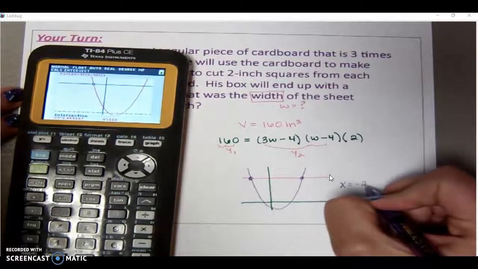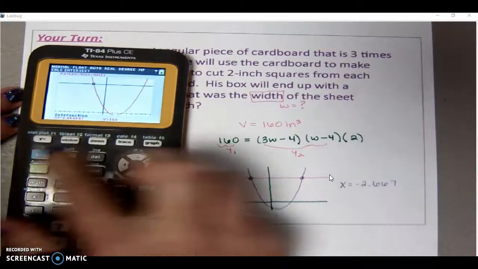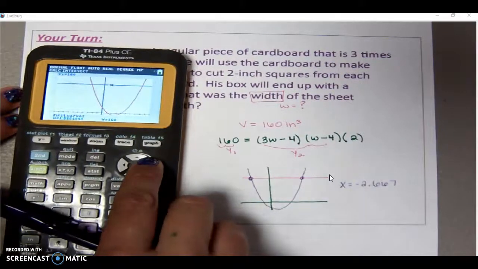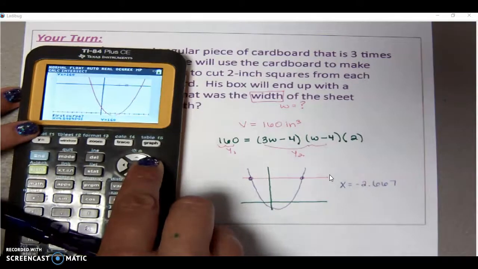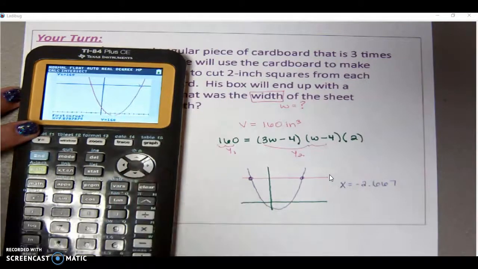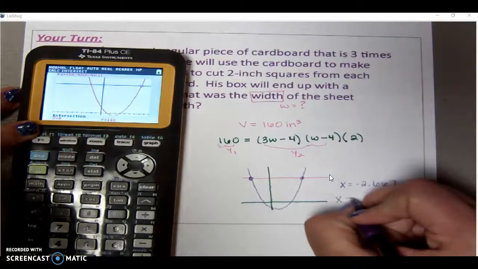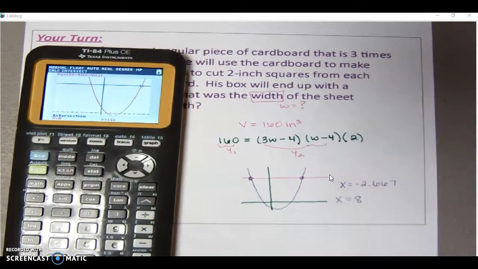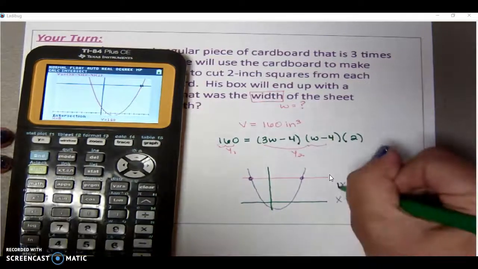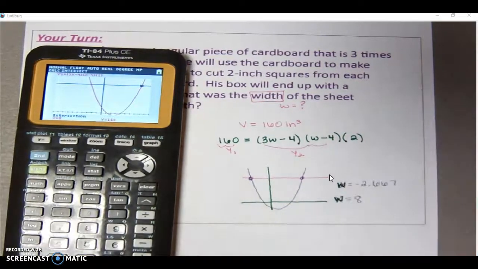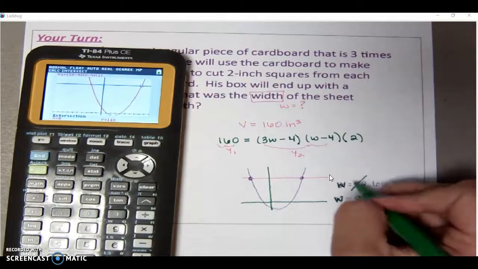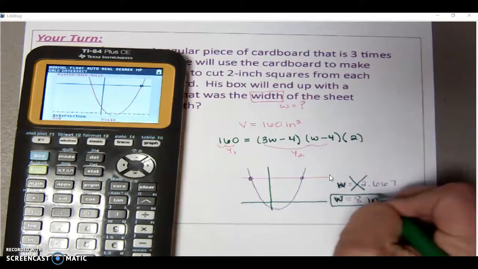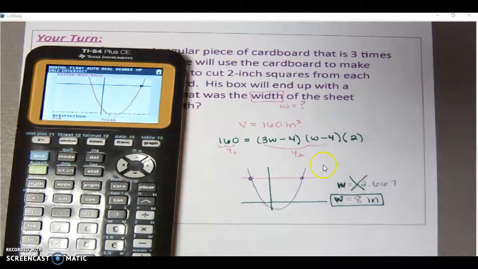So you're going to get negative 2.667, and you're going to get 8. Now, remember this X is really W here. That's what our variable was, and W stands for width. You cannot have a negative width. So the width that we are going to use here is a width of 8 inches. That will make this box.